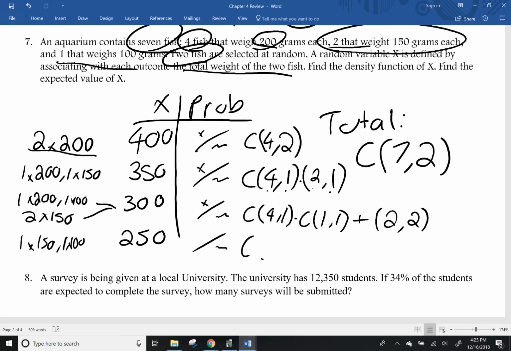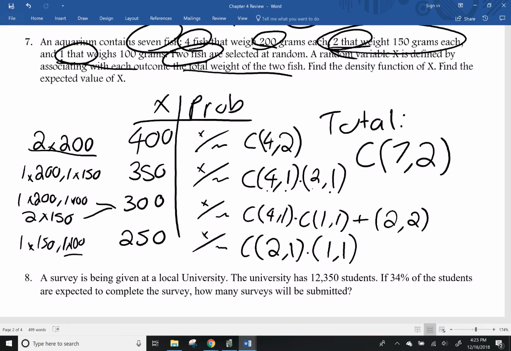And then the last one, you have one 150-gram fish. There are 2 of those, and you're picking one of them. You're multiplying it with the one 100-gram fish. There's one 100-gram fish, and you're choosing that one fish. So that value will get your numerator there. With all those, you'll have your fractions built in. Now you should double check that we did this right, and they all add up to whatever out of whatever. But you're not done yet.